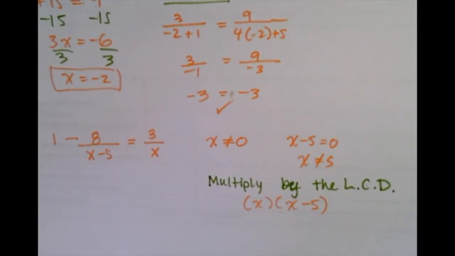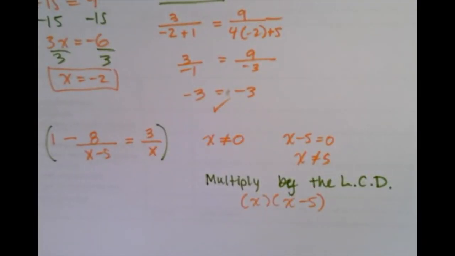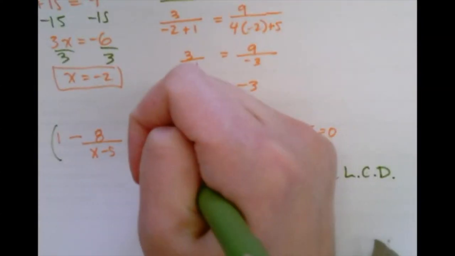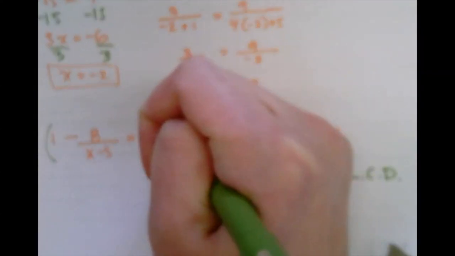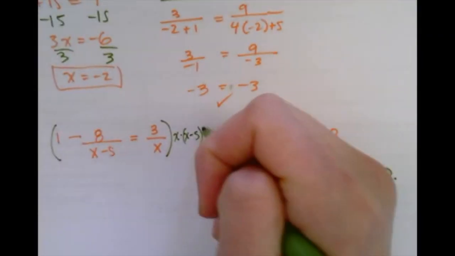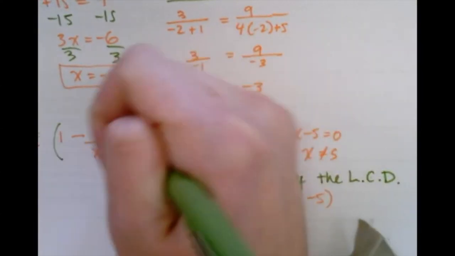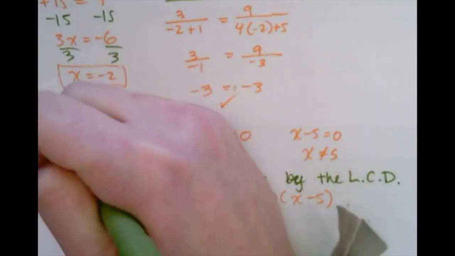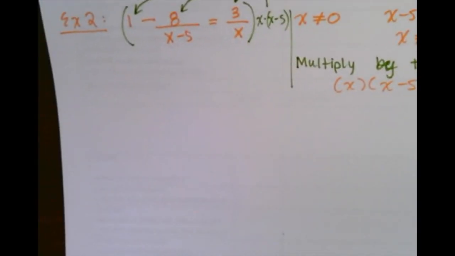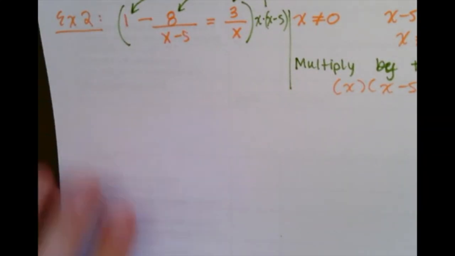Okay, that is what I'm going to multiply this entire equation by, all three parts. So I'm going to squeeze that in over here: x times x minus 5. And then I'm going to show some more work. The idea is I'm taking that and it's going to get distributed into all three parts. So now I'm going to write that out and see what happens. I'm doing 1 times the x and the x minus 5.